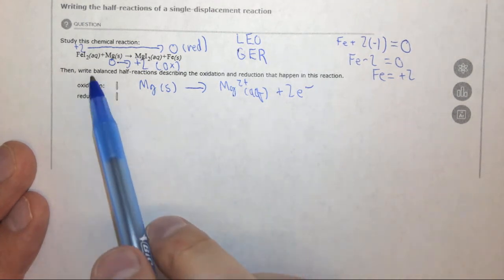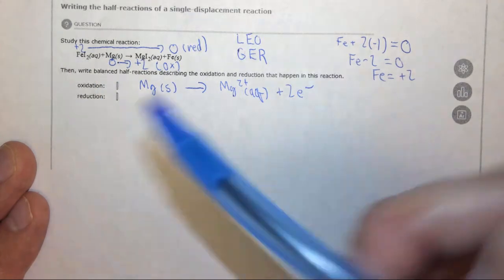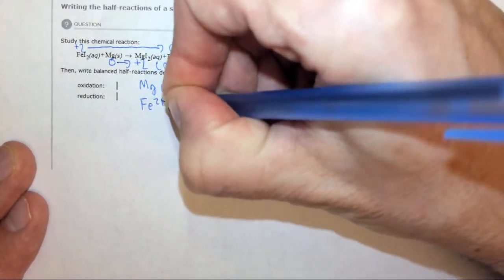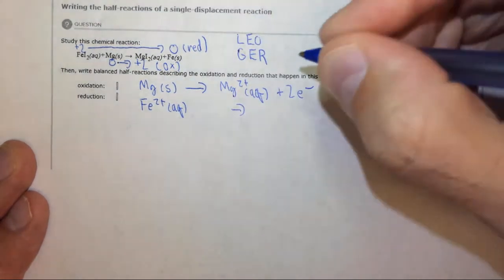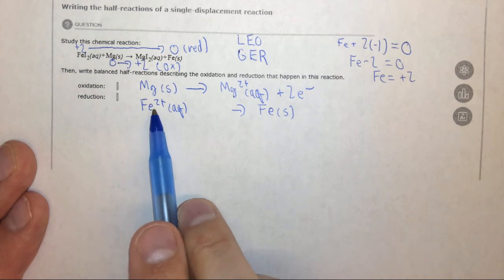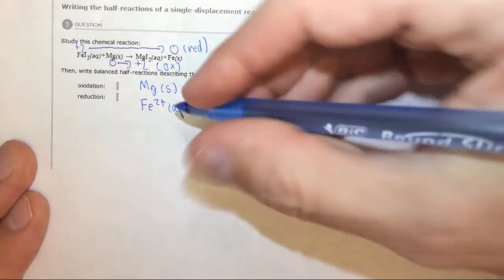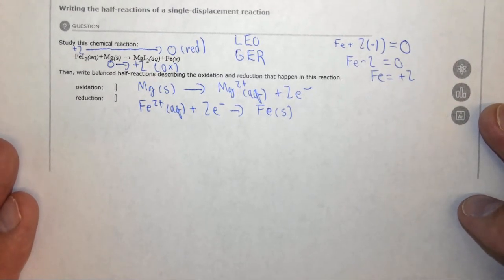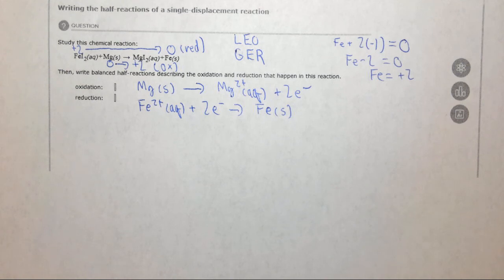Now let's look at the other half reaction. We have Fe2+ aqueous, and it forms iron solid. Well, if you want to go from Fe2+ to Fe, you need to add 2 electrons. So this gives us the oxidation and the reduction half reactions for this single replacement reaction.